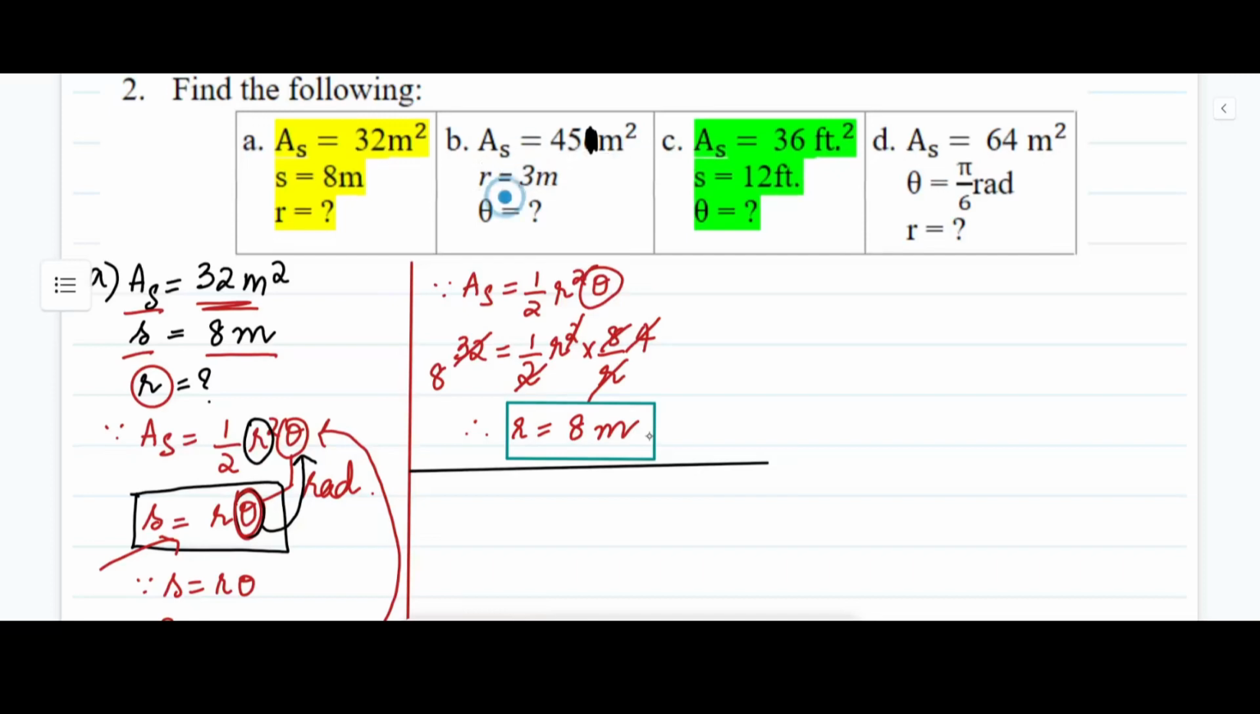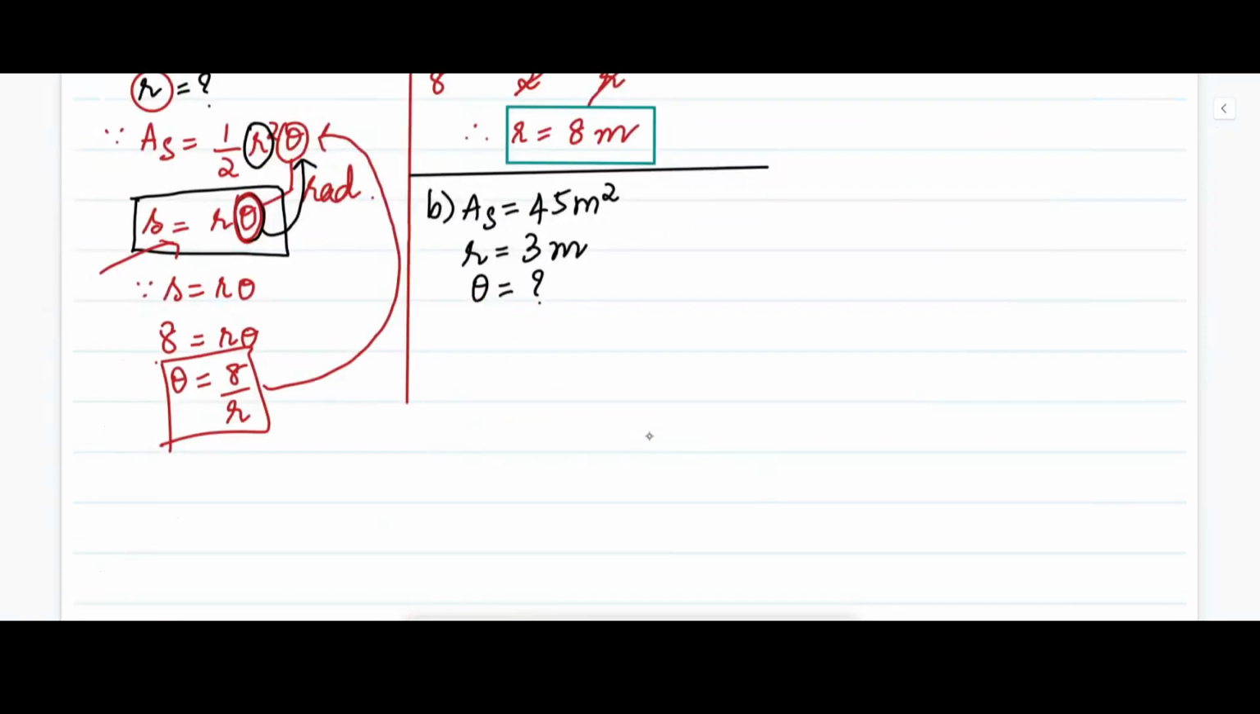So in the second question they have given us the area of the sector and the radius, and we have to find out the theta. So here they have only given us the area of the sector. So first let us write down the area of the sector formula, that is half r square theta. So in the question they've already given us the area of the sector value and the radius value. So let us substitute these terms and then find out the value of theta. The obtained value of theta here is always in radians.